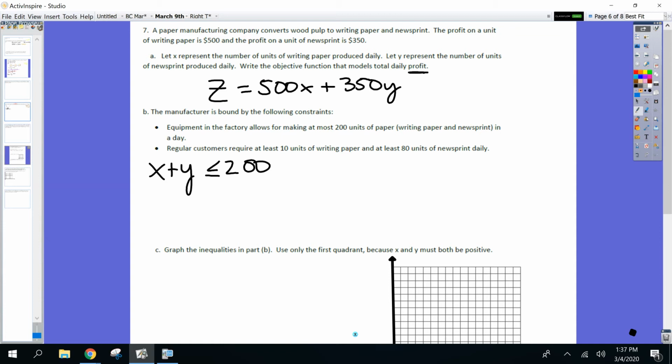Require at least 10 units of writing paper. What do we call writing paper? Which variable? At least 10 units. And at least 80 units of newsprint. What do we call newsprint? It's greater than or equal to 80. Perfect. There it is.